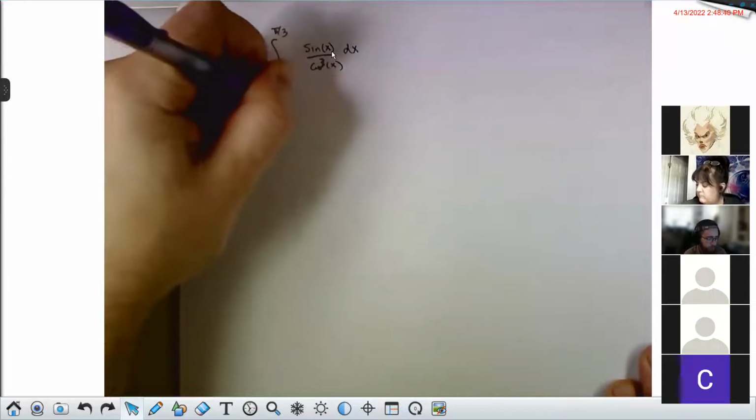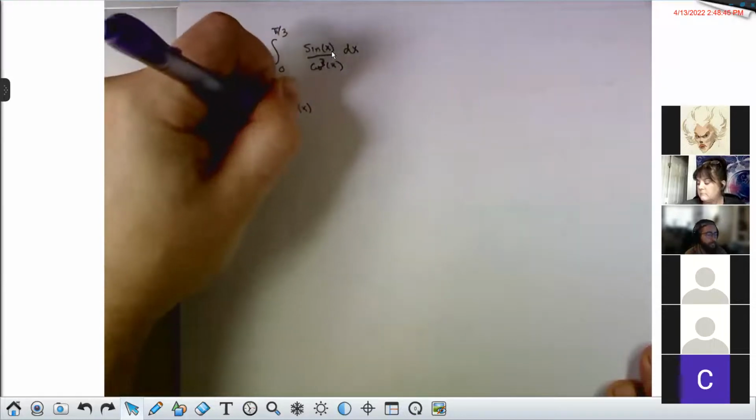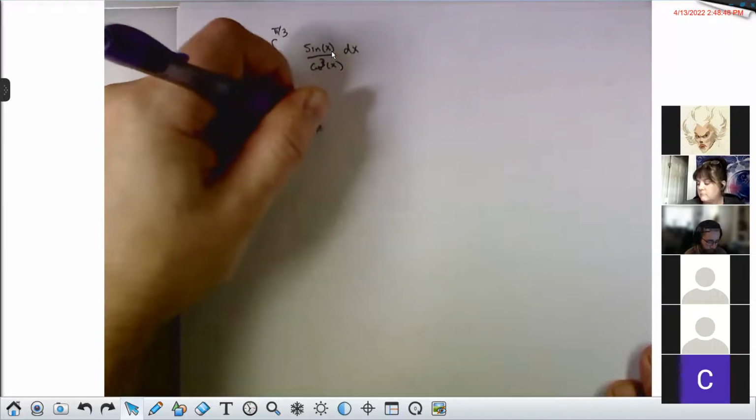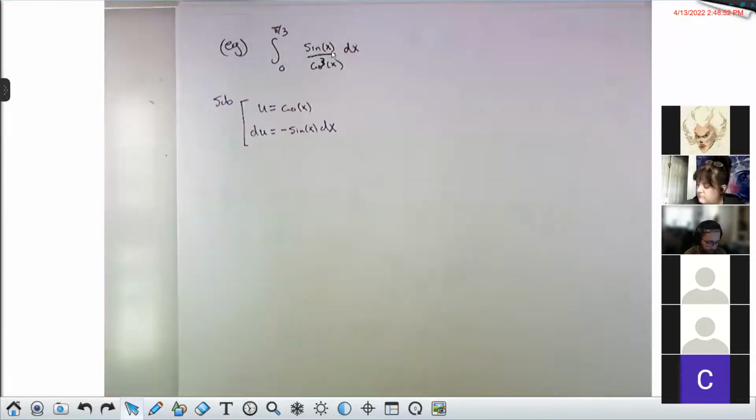Cosine x. Yeah, definitely cos x. So if I let u be the cosine of x, then du is going to be the negative sine of x dx. And before I go on, I want to talk for just a second about orientation. The fact that there's a negative showing up here in the differential, we talked about what a 2 dx does. That's stretching out the graph, stretching horizontally by a factor of 2.